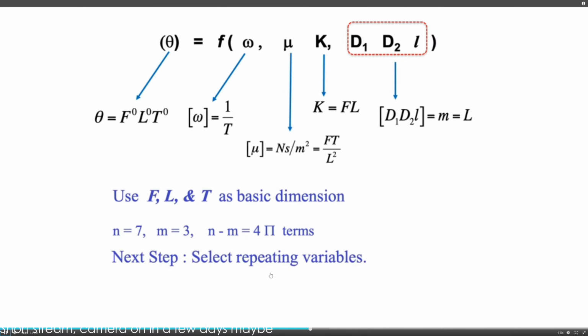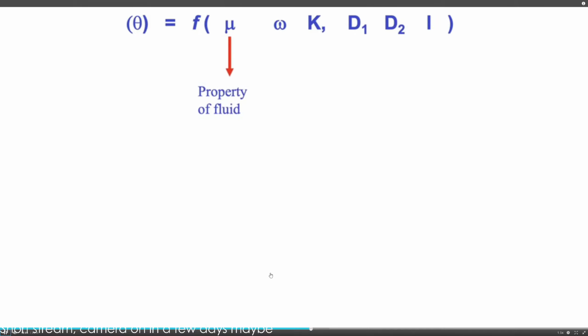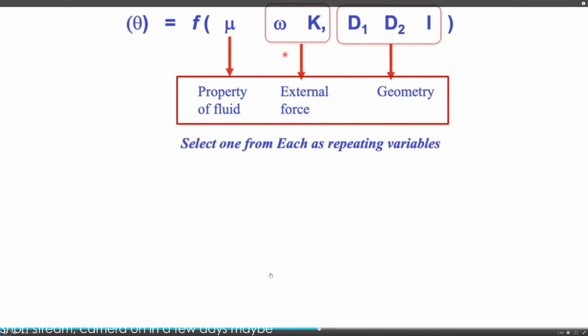The next step is to select the repeating variables. Mu is a property. Omega and K involve some kind of external force. You need an external force to drive the spring, in order to have the spring constant, and you need the force so that omega can rotate. Then these 3 terms are geometry. So we select one from each category as the repeating variables.